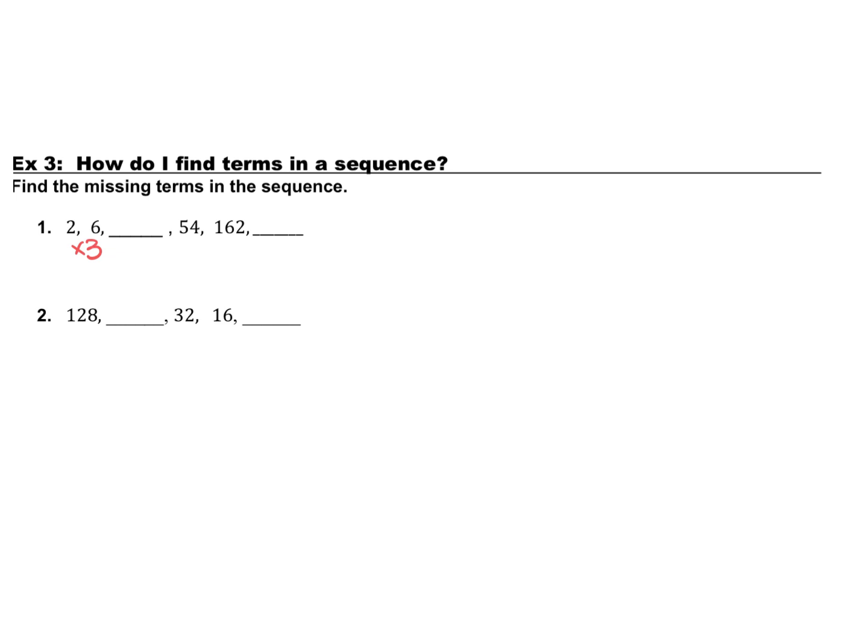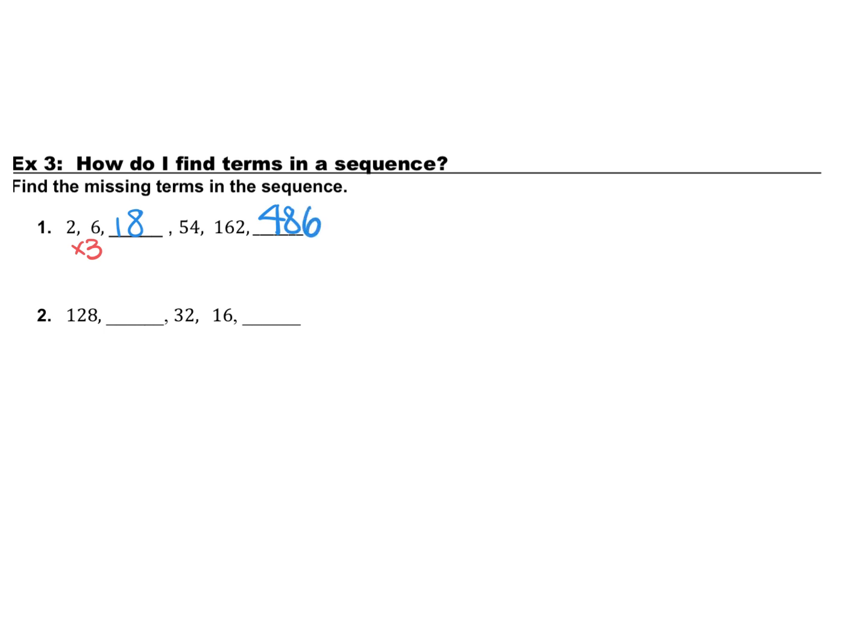I would take 6 times 3, and we would then get 18. And then I would need to take 162 as well and multiply that by 3, and I would get 486 to fill in my missing term.